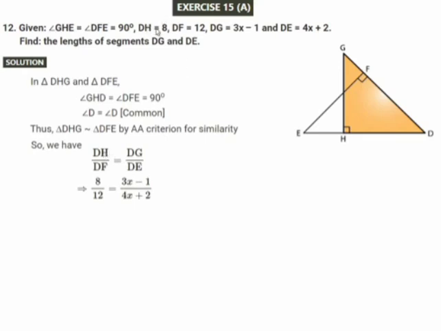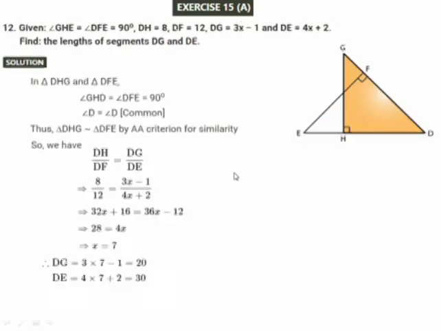Let's put the values of whatever is given to us. DH is given to be 8. DF is given to be 12. DG is given to be 3x minus 1, and DE is given to be 4x plus 2. Solve this and find the value of x. It turns out to be 7. So what is DG? DG will be equal to 3 into 7 minus 1, which is 20. Similarly DE, which you are asked to find, will be 4 into 7 plus 2, that is 30. Pause the video and note down your solution.